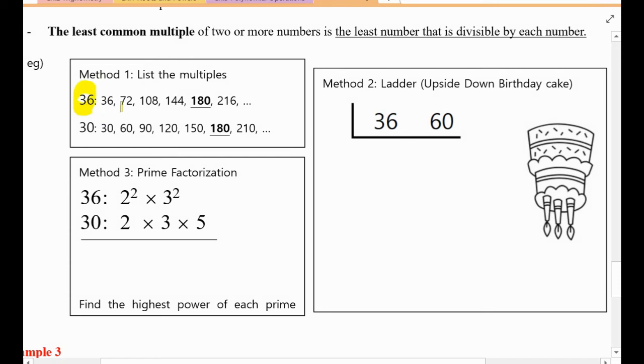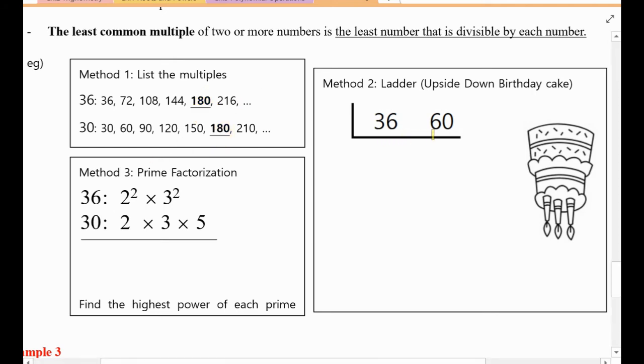So we're going to list the multiples: 36, 72, 108, 144, 180, 216, and 30, 60, 90, 120, 150, 180, 210, and find the first common multiple. That is the smallest, that is the least common multiple. So this is the smallest common multiple, and we call it LCM. So the first method is listing the multiples, but again, I don't recommend listing multiples or factors. It takes too much time and easy to make mistakes.